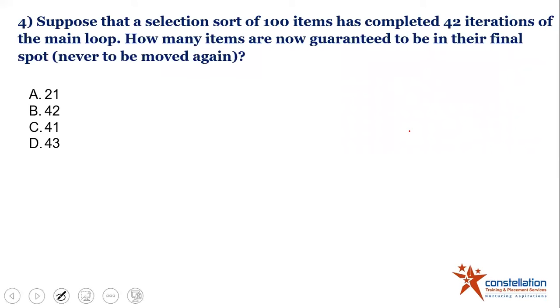Now a complex one. Look at this question. Suppose that a selection sort of 100 items has completed 42 iterations of the main loop. How many items are now guaranteed to be in their final spot? Basically there are 100 items. How many times has the loop run? 42 times. As we talked about in the selection sort, there are two arrays that are being formed.